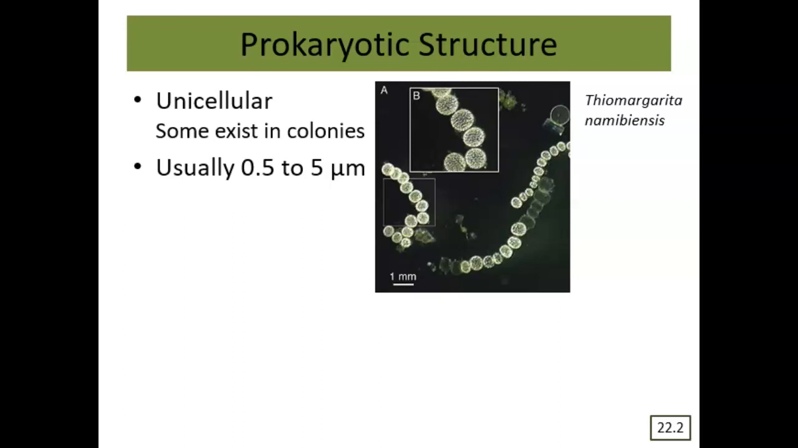Thiomargarita namibiensis. Thio means sulfur. Margarita refers to pearl. So it's a type of bacteria that does stuff with sulfur. It looks like a string of pearls. And it was probably discovered in Namibia, which is where the namibiensis comes from.